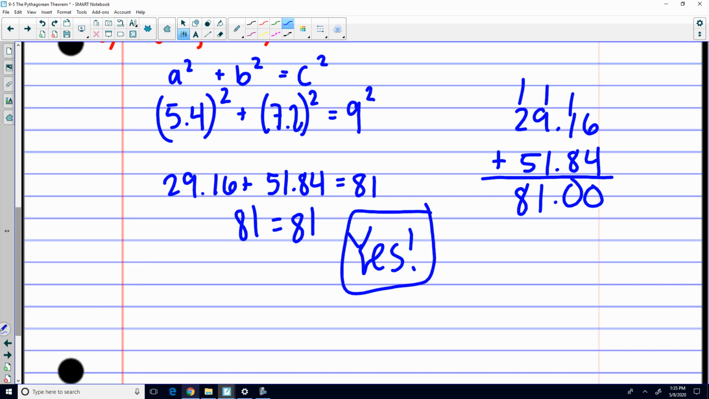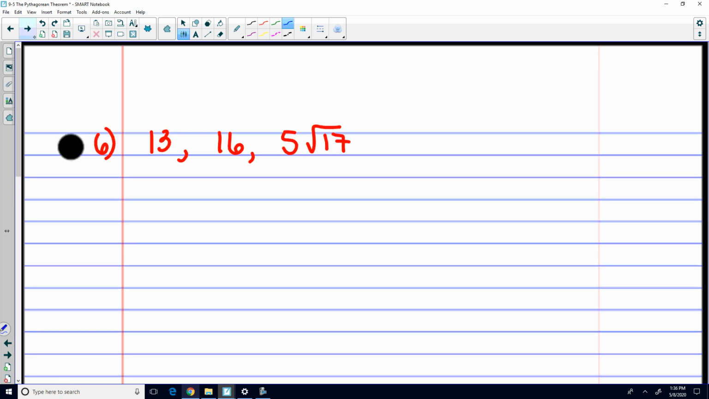It's a possibility that we could have a triangle be 5.4, 7.2, and 9. That does work. That says 5.4 down there. And again, not to scale, not to scale. All right, let's do another one. Number 6, is this a Pythagorean triple? Well, I don't know. Let's figure it out.